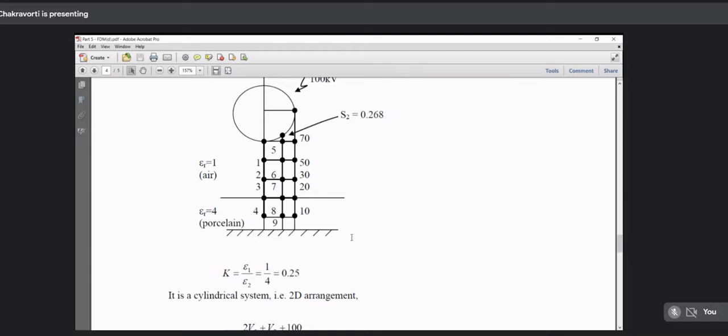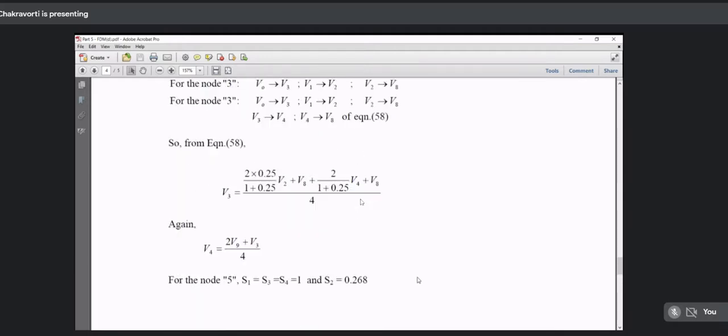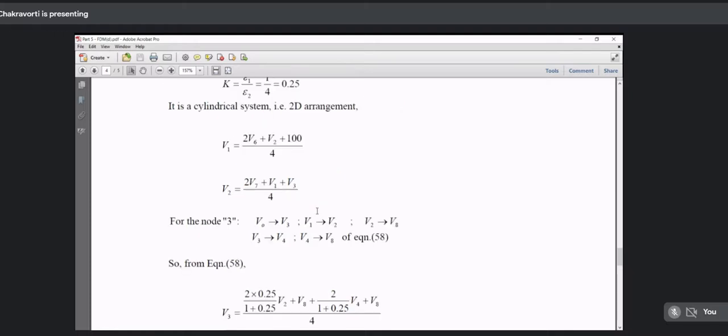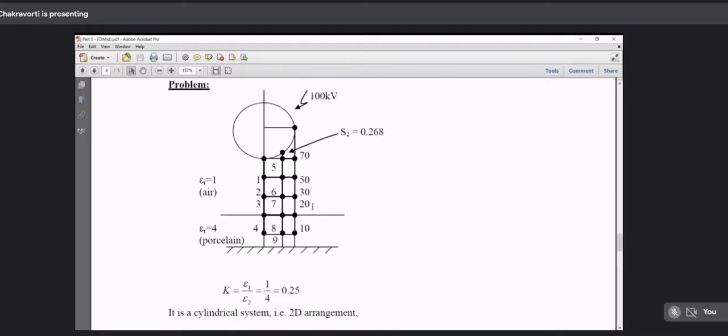Then 2 and 4 are along the boundary. So we will assume one node on the left-hand side, which is equal to V8. So V8 is equal to node 2, then we have V3 and then V4. And that's exactly what you can see here for V3. We have taken V2, V8, V4 and V8, and K is 0.25. That is epsilon 1 by epsilon 2.